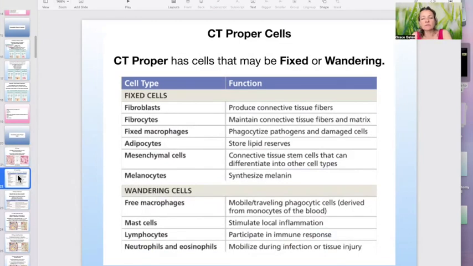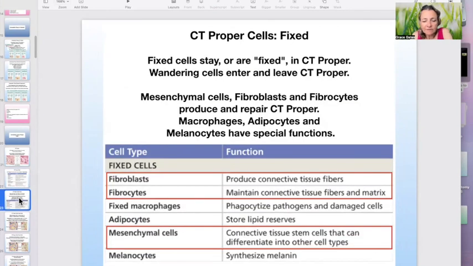So these are cells that may be in connective tissue proper. They may be fixed or they may be wandering. Here's the table. We'll talk about them a little bit. So fixed cells, they're called fixed because they are fixed in place or they stay in place in the connective tissue proper, whereas wandering cells enter and leave connective tissue proper.